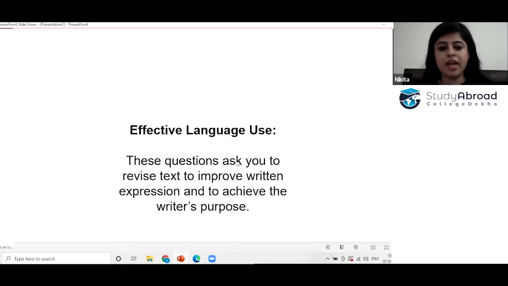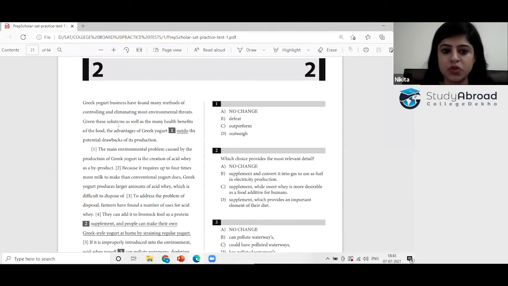Now, let me highlight something here. What was the type of this first question? We call such a type of question effective language use. These questions ask you to revise text, to improve written expressions, and to achieve the writer's purpose. Pay attention to the detail to achieve the writer's purpose. What was the writer actually trying to say here? That the advantages outweigh. Advantages are greater in number in comparison to the drawbacks of its production.